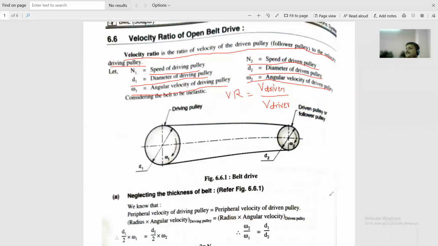But this is the open belt drive. You can see that the first one is the driving pulley, second one is the driven pulley. Diameter of the driving pulley is D1, diameter of driven pulley is D2. And omega 1 and omega 2 are angular velocities of driving pulley and driven or follower pulley respectively. Is it clear to everybody? Yes, sir. It is same like the previous one.